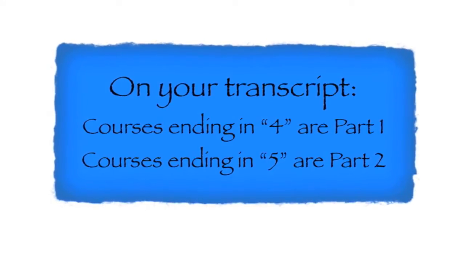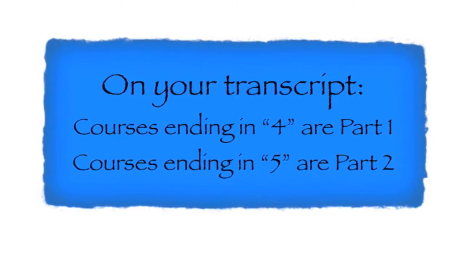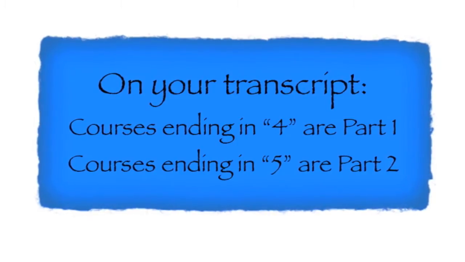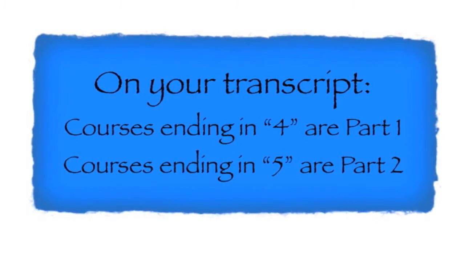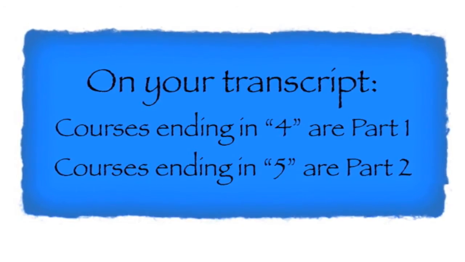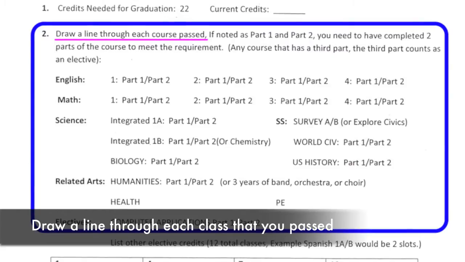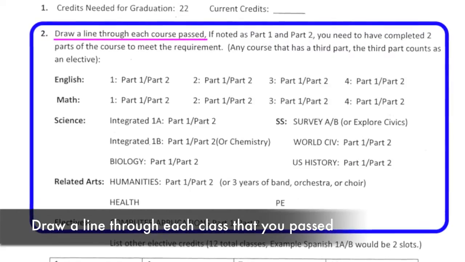Okay, the second part of your transcript check is a little more difficult, so you're going to have to pay extra close attention. On your transcript, you're going to see several classes that have listed courses, and beside them you're going to have long numbers. If the course ends in a 4, that is part A of the course. If the course ends in a 5, that is part B of the course. What you're going to do at this time, on number 2, you are going to draw a line through each course that you have already passed.